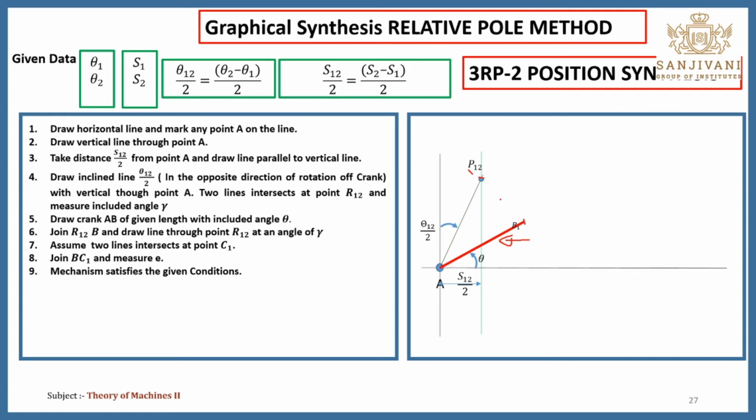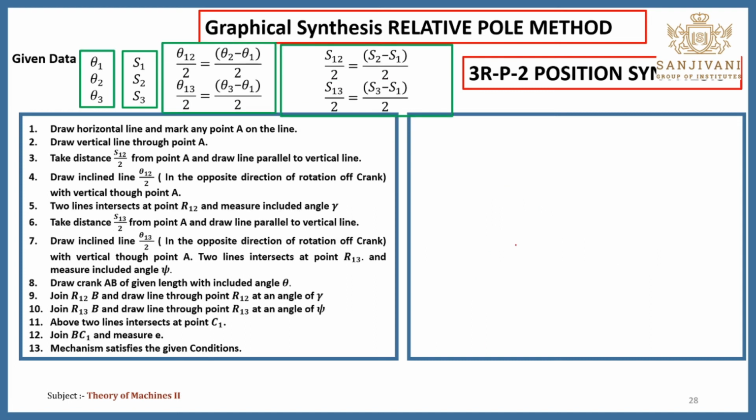You have to join these two, P1 B1 to P12, and here you have to measure this included angle for this relative pole, which is the gamma, and from this position you have to take the same angle in the anti-clockwise direction. Next, consider any one point on this new line. You will get the point C, which is the position of the slider. Now you have to join B to C1. Here you have to measure this eccentricity. You will get the new position of the slider.